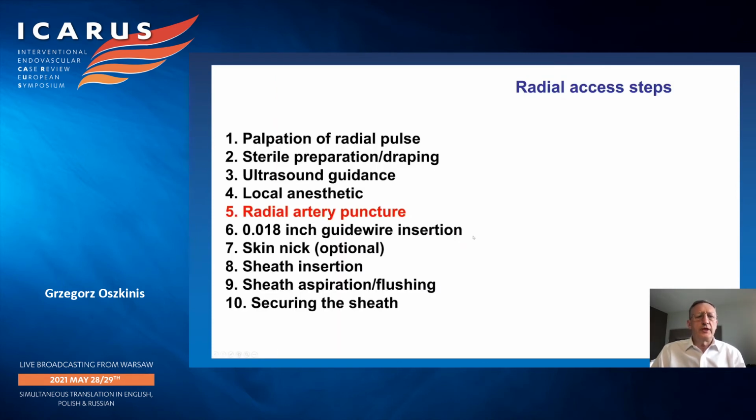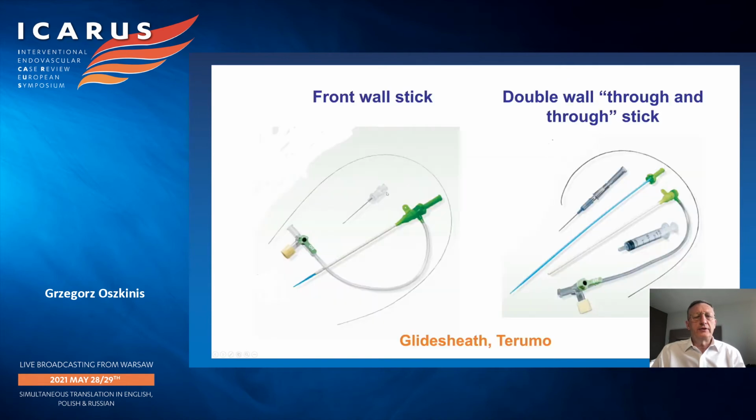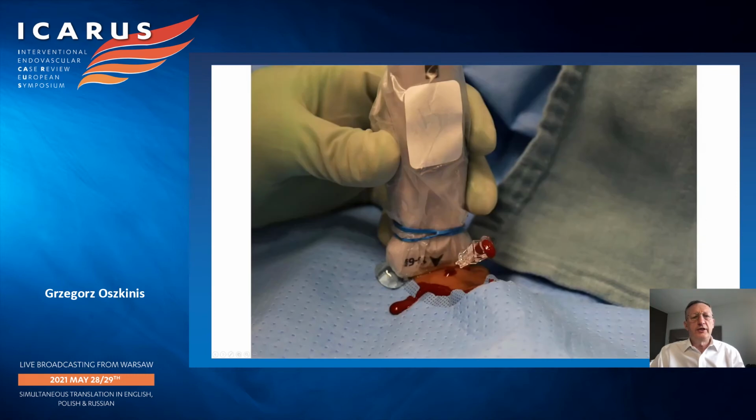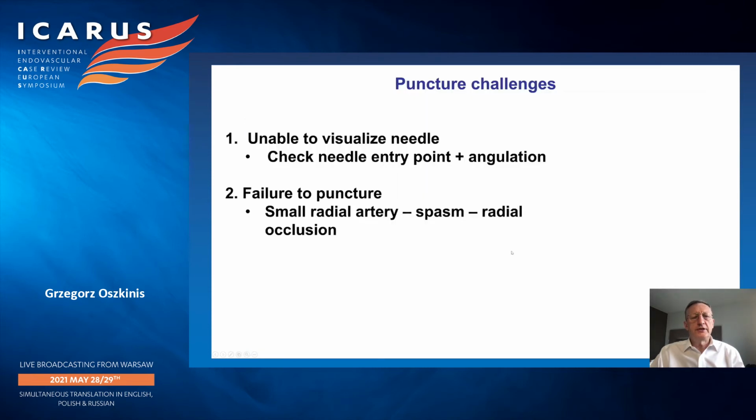We use lidocaine to anesthetize the puncture. There are many sheaths on the market which are dedicated to the radial artery. We puncture the artery using these special sheaths. There are sometimes puncture challenges, such as being unable to visualize the needle, or failure to puncture because of the small artery.